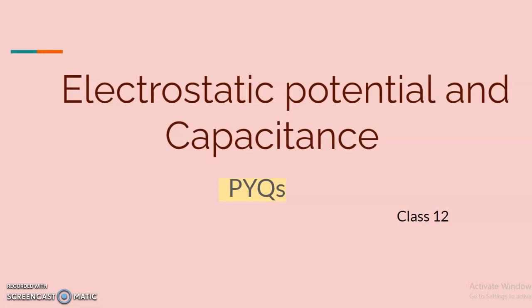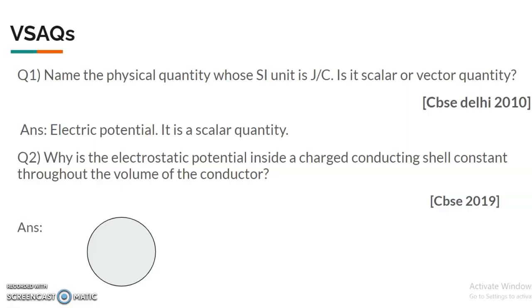So hey guys, today let us see the PYQs for the chapter Electrostatic Potential and Capacitance. Coming to the first question, name the physical quantity whose SI unit is joule per coulomb. Is it a scalar or vector quantity? So the answer is electric potential and it is a scalar quantity.